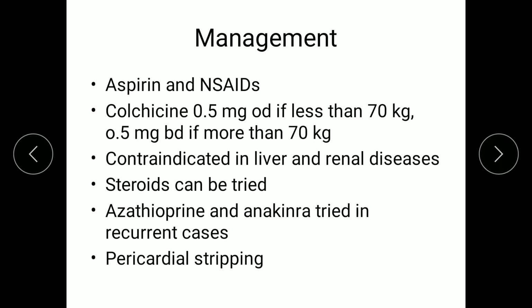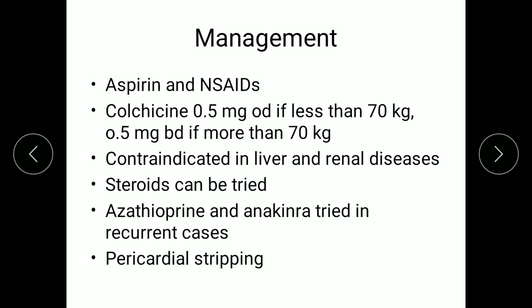In management, pain is typically managed with aspirin and other NSAIDs. Colchicine can be tried because it inhibits neutrophil migration to the site of inflammation. The dose is 0.5 mg OD if the patient weighs less than 70 kg and 0.5 mg BD if the patient weighs more than 70 kg. It is contraindicated in liver and renal diseases. GI symptoms, particularly diarrhea, are one of the side effects of colchicine. If the patient develops diarrhea, the colchicine has to be stopped.